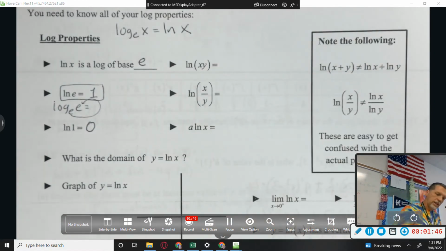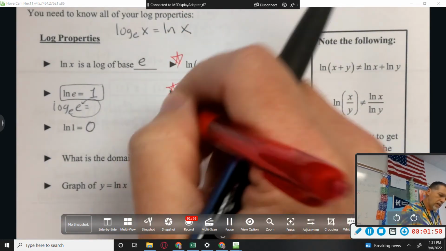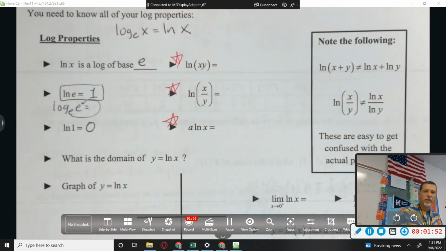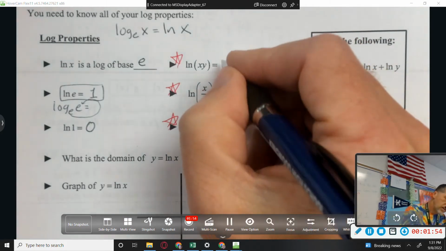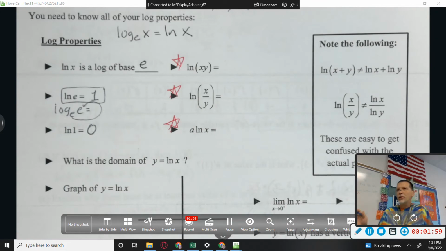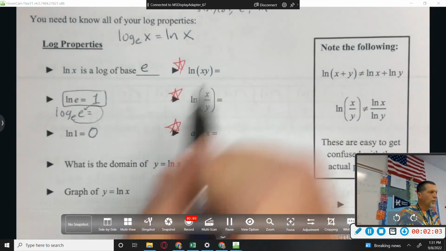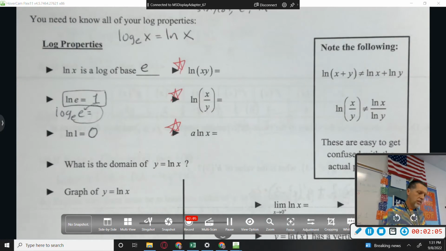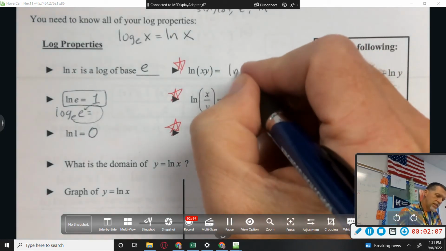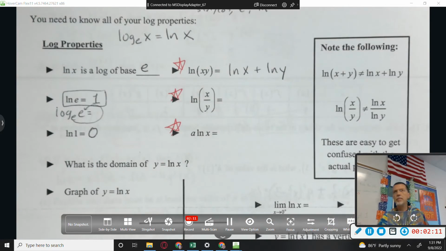And I cannot star these properties enough in terms of their usefulness. Do you remember what happens with natural log of xy, how we could split that up? Natural log of x plus the natural log of y.